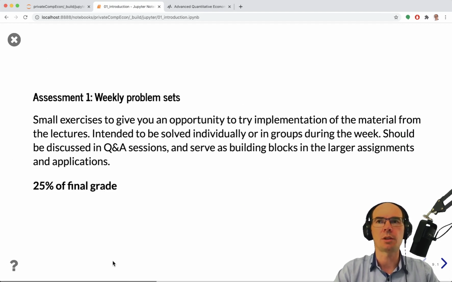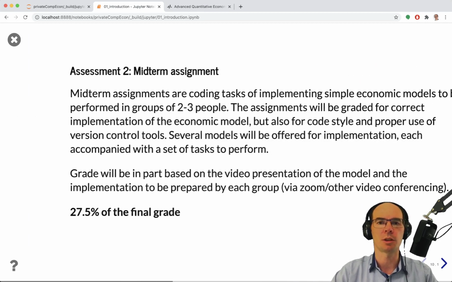All right, now let's talk about assessments. The first part of the assessments are the problem sets. They will be distributed weekly, and I will grade them maybe within 7 to 10 days, or at least that's the plan. And in total, all of the assessments will constitute 25% of the final grade.